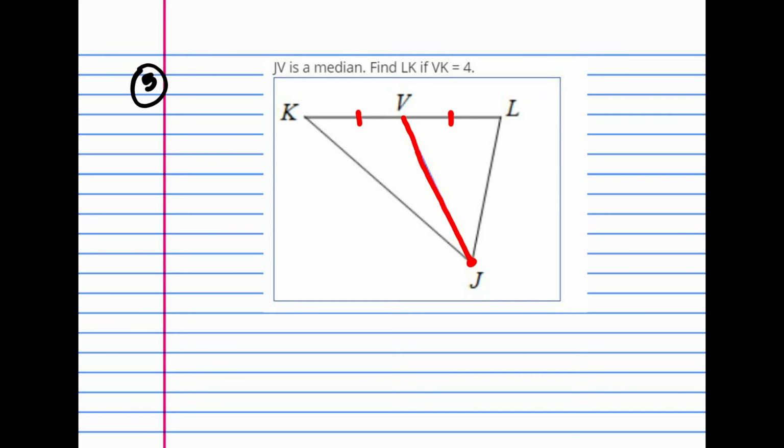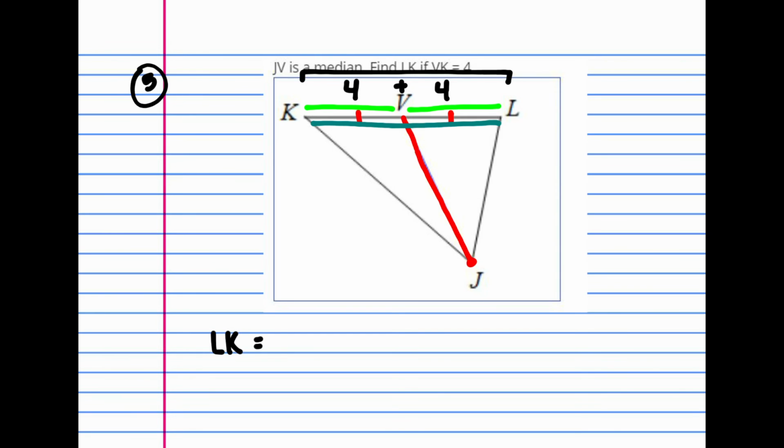So I know that these 2 smaller portions are equal to each other. I want you to find from L to K. So that's the whole side. If I know from V to K is 4, and I told you that these 2 small sides are equal, so if V to K is 4, that means that V to L is also 4. And in order for me to find from L to K the whole, I'm just going to add those together. So I know LK is equal to KV or VK plus VL or LV. I know each of these is 4, so I'm going to do 4 plus 4. So I find out that LK is 8.